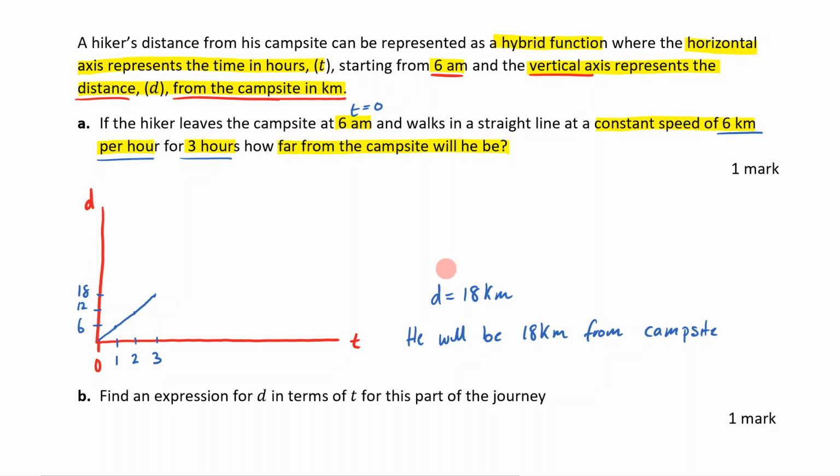Without the graph, all you would have had to have done is gone 6 times 3, and that would have given you 18. And also realize that it's distance equals speed times time. There's also another way to think about it, but all of that to say, we just had to write d is equal to 18 kilometers, because that's how far away he will be from the campsite. Perfect. Let's keep on going now.